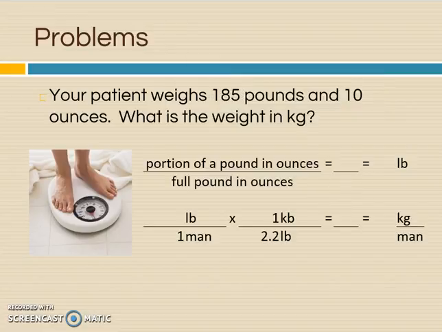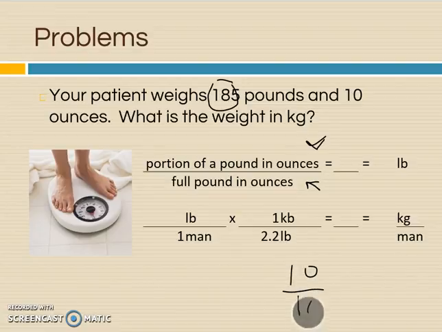So again, the formula to do this is you have to make a decimal out of 185 point something pounds. And in order to do that, you take the portion over the whole, and that would be 10 over 16. We already know what that is because it was the same as in the other problem.